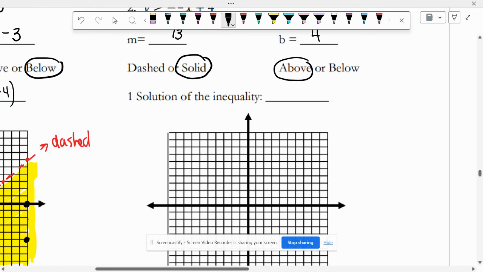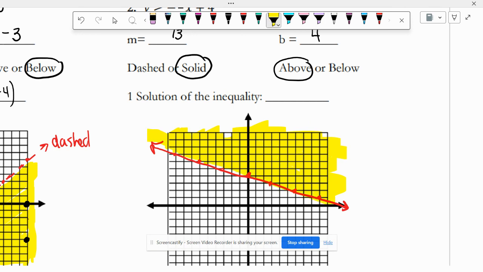So I'm going to begin at +4. 1, 2, 3, 4. Down 1 to the right 3. Down 1 to the right 3. Down 1 to the right 3. I can also go up 1 and to the left 3. Up 1 and to the left 3. So I'm going to connect my points with a nice solid line. And I'm going to shade above.